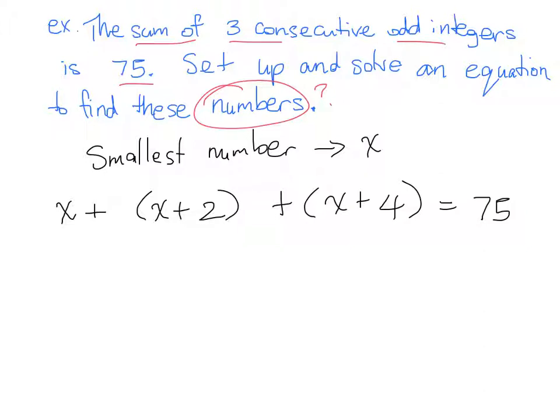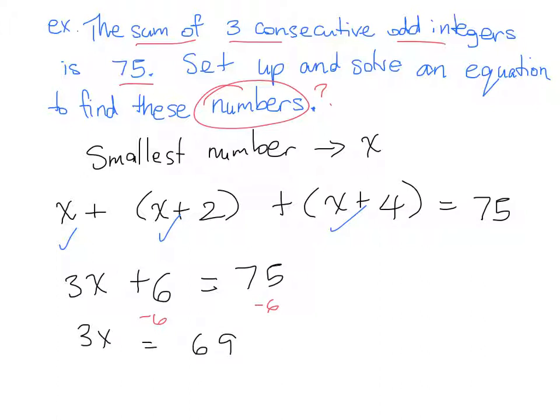So now we can go ahead and solve this equation. And we have x here, here, and here. So we have 3x plus, now we have 2 here and 4 here, so plus 6 is equal to 75. Now to solve it, we have to isolate the x, so we subtract 6 from both sides, and we get that 3x is equal to 69. Finally, we're going to go ahead and divide both sides by 3, and we get that x is equal to 23. But that's not our answer, although I just put a box around it.